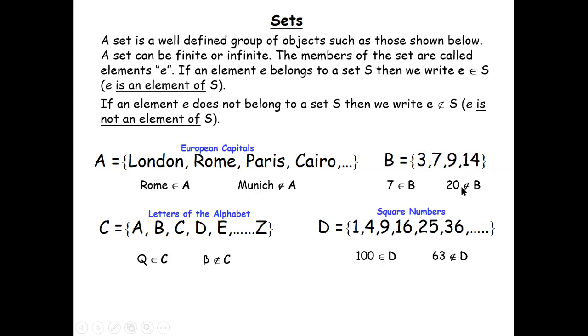Here we say 20 is not an element of set B because it is not an odd number. Here we could say the letter beta is not an element of C because beta is a Greek letter, not a letter of the Latin English alphabet that we normally use. And here again, 63 is not an element of D. 63 is not a square number, so it does not belong in this set.